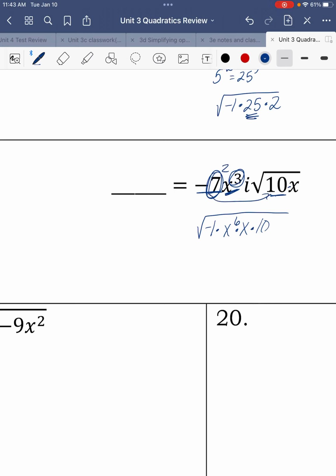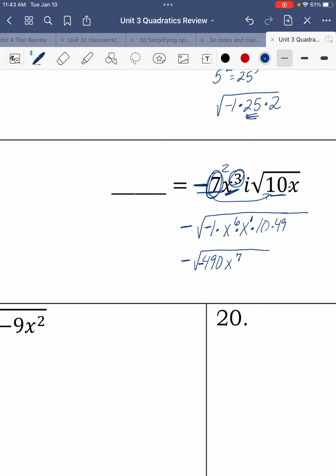The 7 is going to be squared to go back inside, because that's the opposite of square root. So that's 7 squared is 49. And then the negative underneath the square root won't work because we already have this negative. That's going to be the i, so that negative actually stays on the outside. So it'll be a negative square root. 10 times 49 is 490. X to the 6th times x to the 1st is x to the 7th.